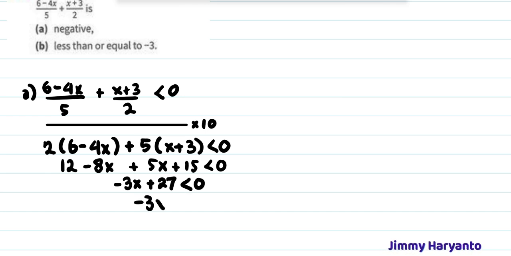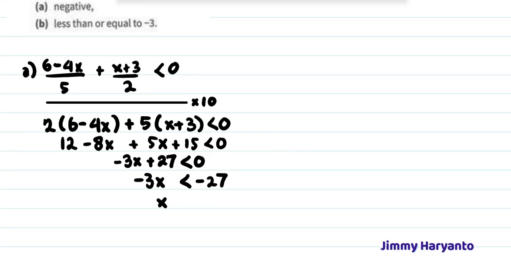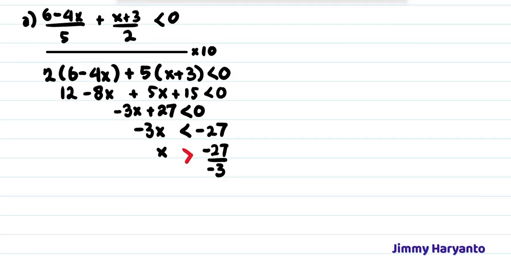And then I will move the 27 to the other side, and then I will move the negative 3 to the other side. It will become division. And then as you can see, we have the division of negative numbers. We have to switch the sign like that, and then the answer is x greater than 9.